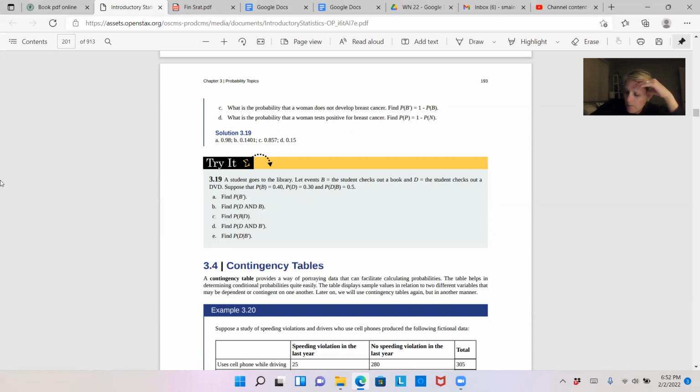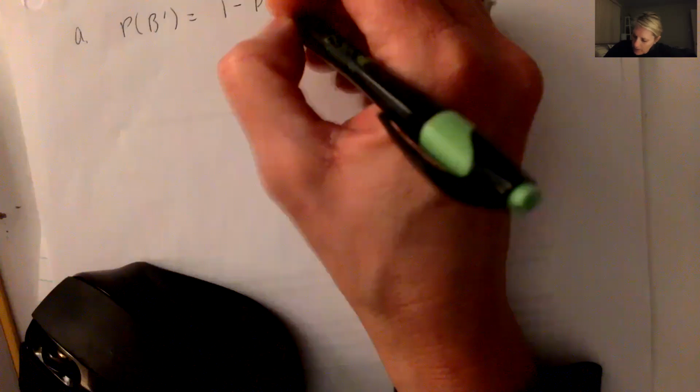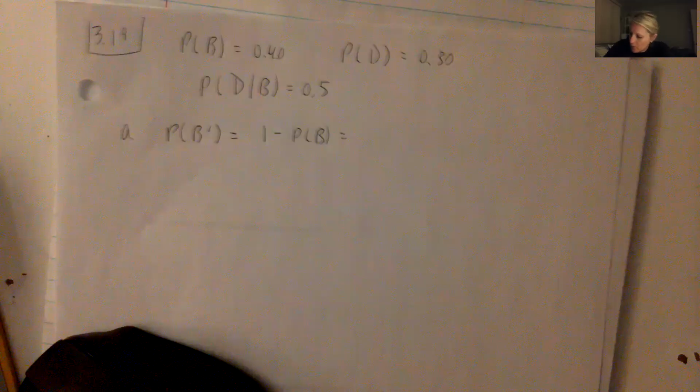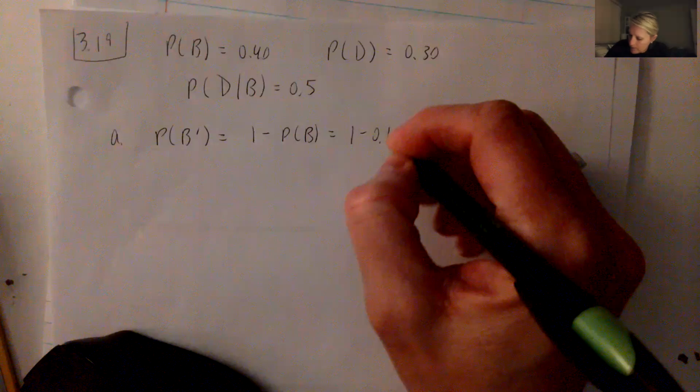So let's look at some of these on my paper here. Okay, so question A says find the probability of the complement of B. So that means that's 1 minus the probability of B. We talked about the complement in class on Tuesday. And so that's 1 minus 0.4, which would be 0.6.